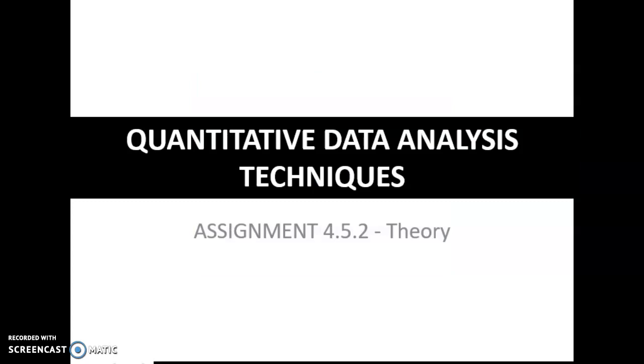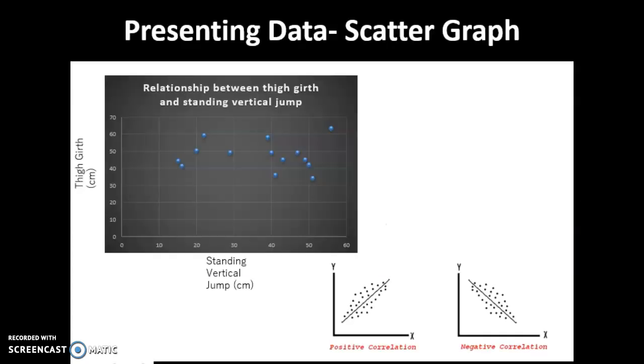Quantitative Data Analysis Techniques 4.5.2. Presenting Data. Scatter graphs are one method of presenting quantitative data, and they are used to show the correlation between two different factors. In other words, they are used to see if one factor has an effect on the other.